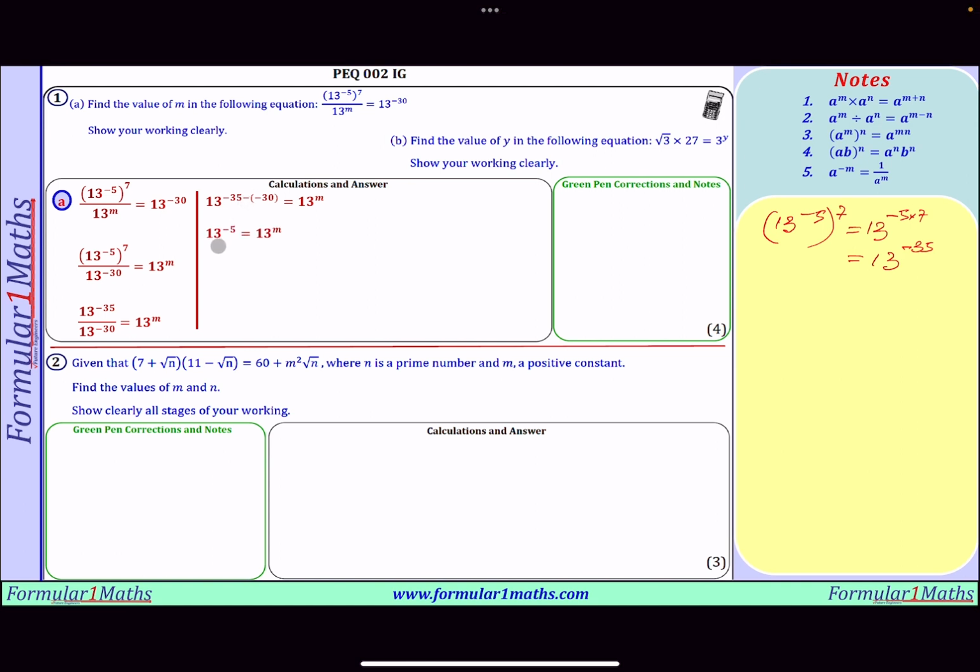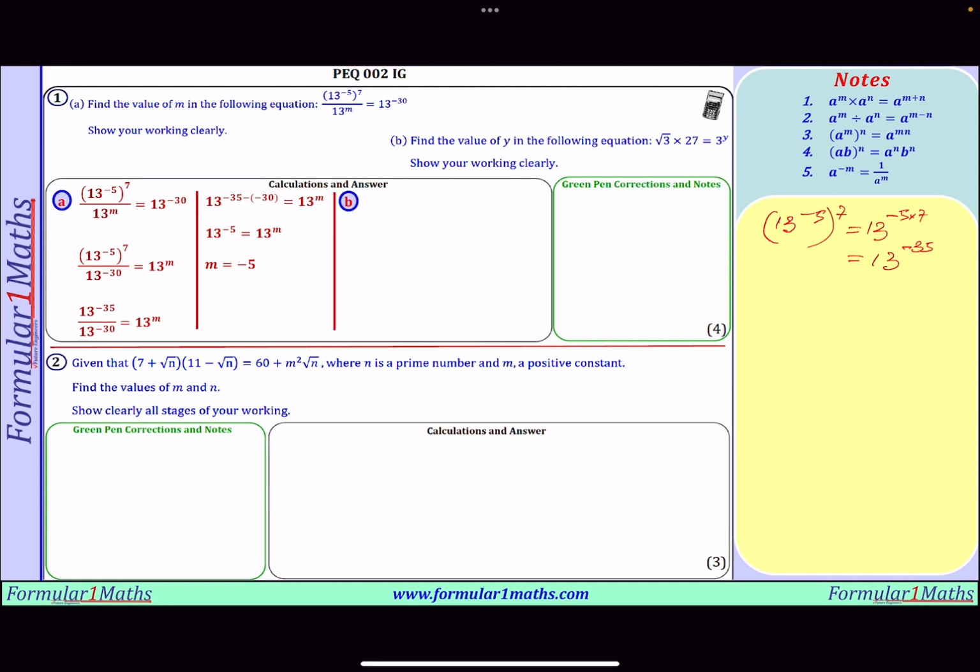Now we have 13 to the power minus 5 is equal to 13 to the power m. The bases, as you can see, are the same, and that means the powers must be the same. So that means m is equal to minus 5, and that is for A.